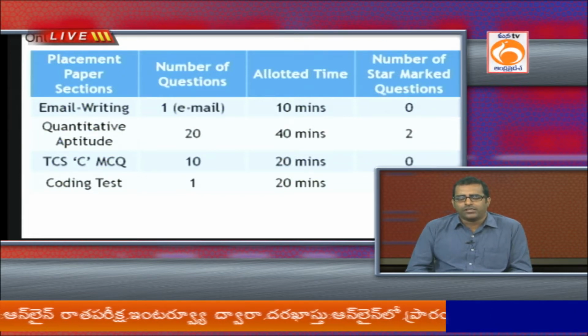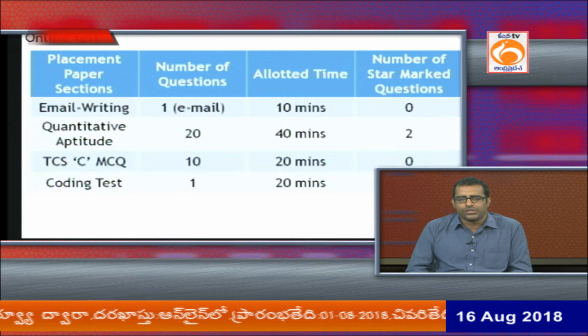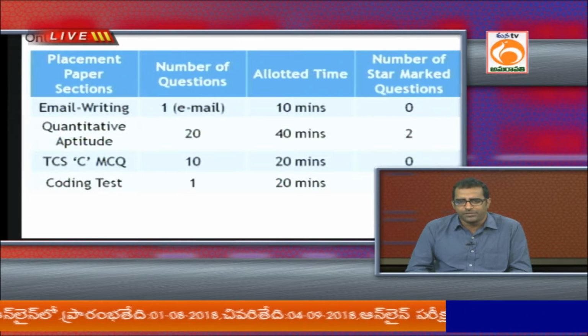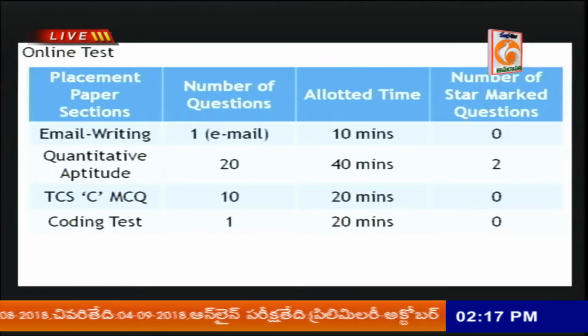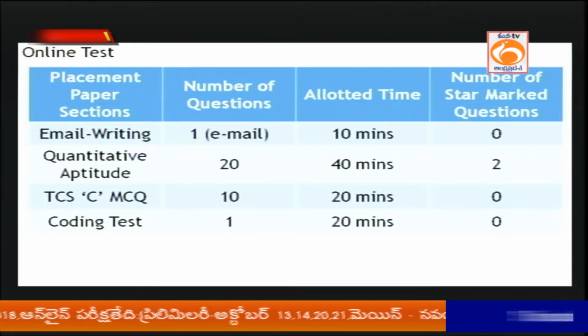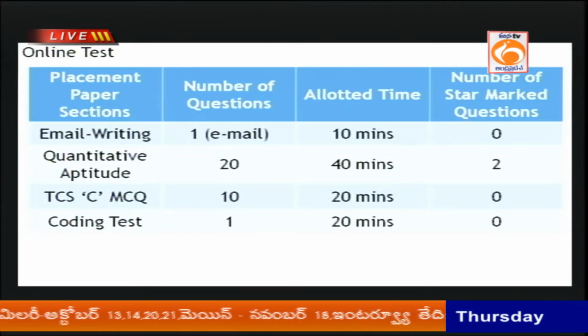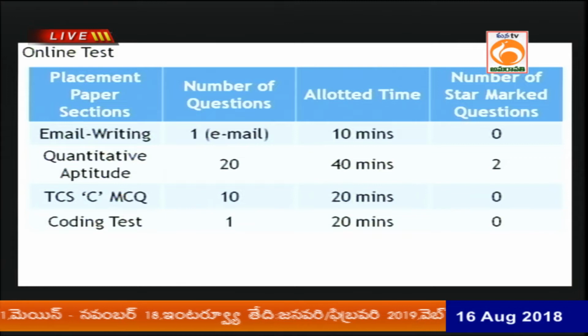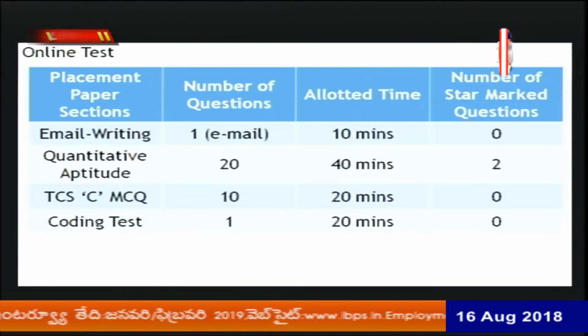Then you have the C program, multiple choice question. You have 10 questions there, 20 minutes, which means 2 minutes each. You do not have any star mark questions there. And coding test, you need to write a code based on the questions given. And the time allotted is 20 minutes.